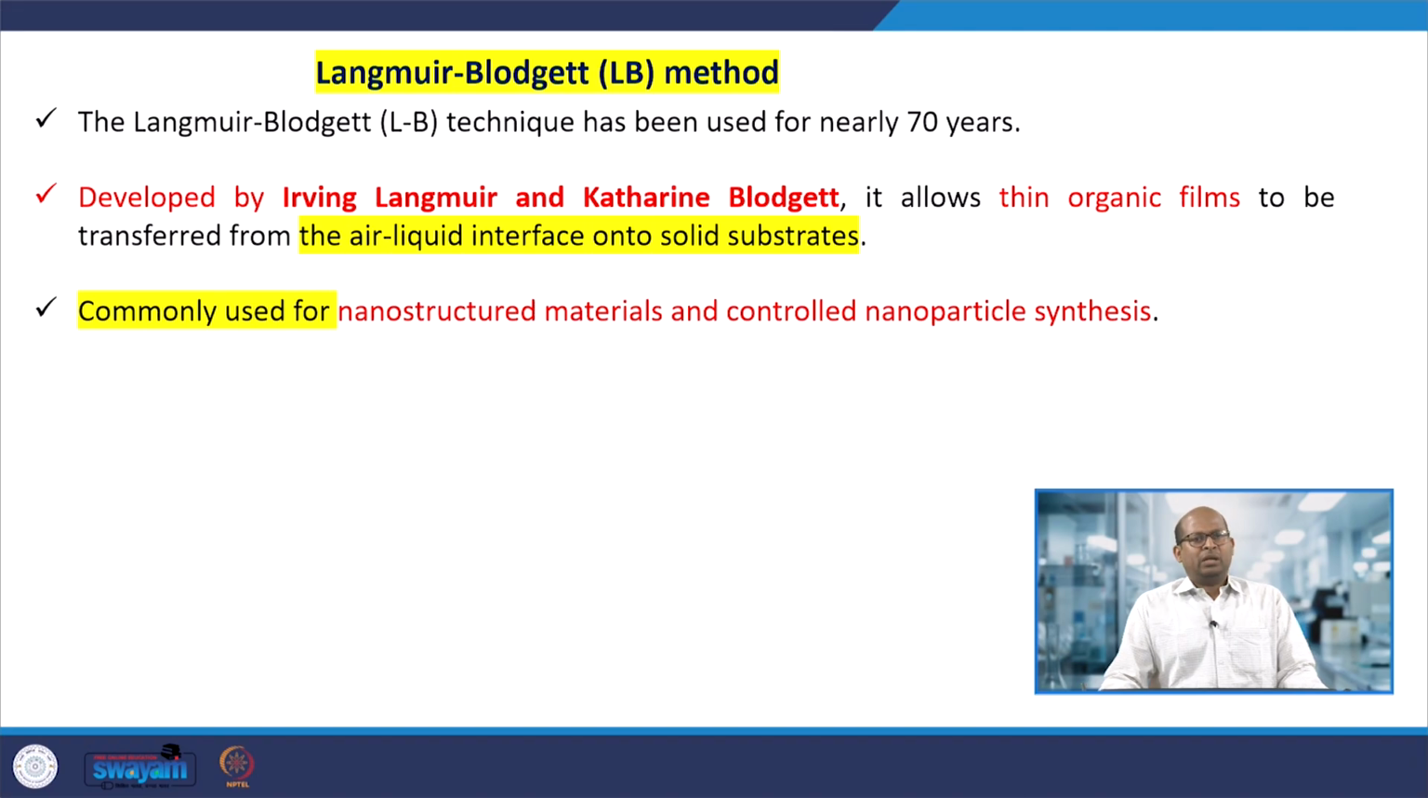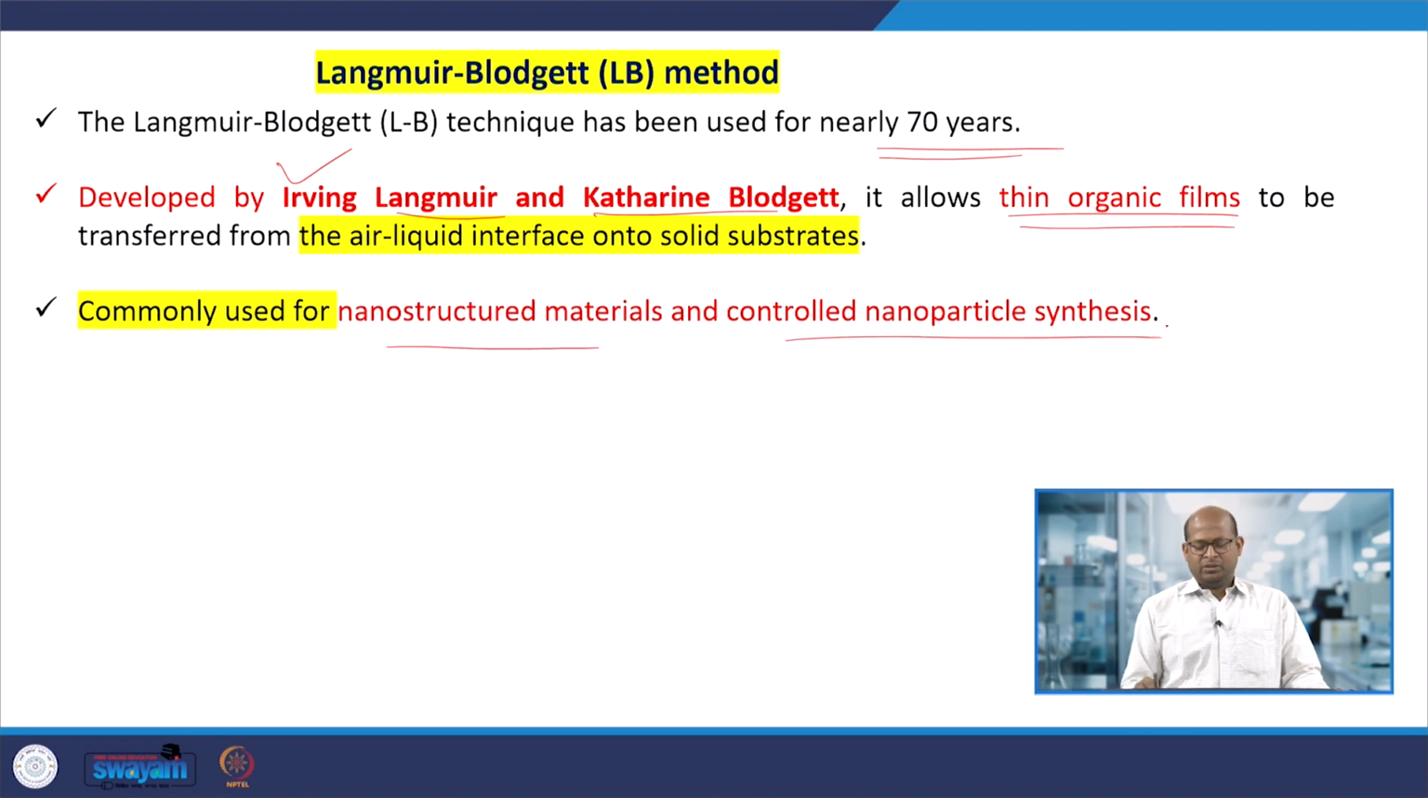Okay, so let's start with the Langmuir-Blodgett method. This method was proposed nearly 70 years back, developed by Langmuir and Katharine Blodgett. It allows thin organic films to be formed, using molecules or long-chain hydrocarbons having polar and non-polar groups that can form a particular film. That can be used for the synthesis of nanomaterials or nanostructured materials.